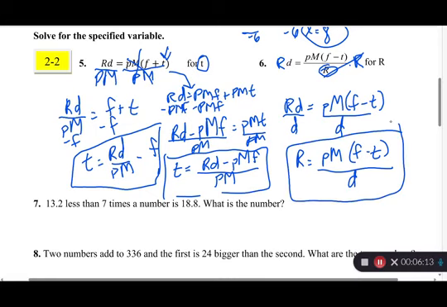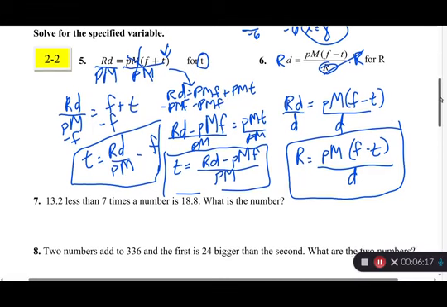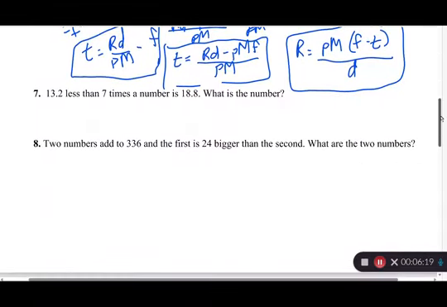All right, moving on to number 7. Chugging right along here. Ooh, words, so scary. All right, we're going to take it one piece at a time. 13.2 less than, that means we're going to take away from something. So I'm going to say subtract that 13.2. 7 times a number. Oh no, we don't know that number, so I'm going to put a variable there. Is, that tells us equal sign. So is 18.8. What is the number?